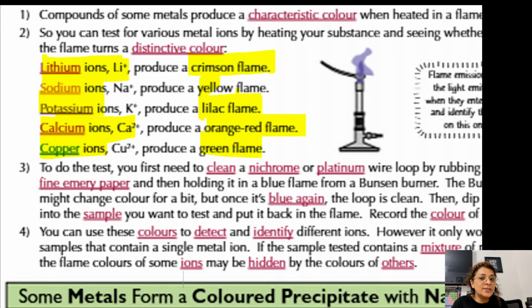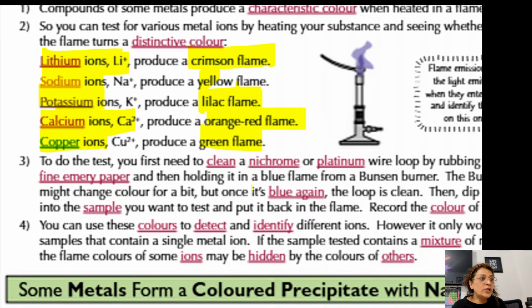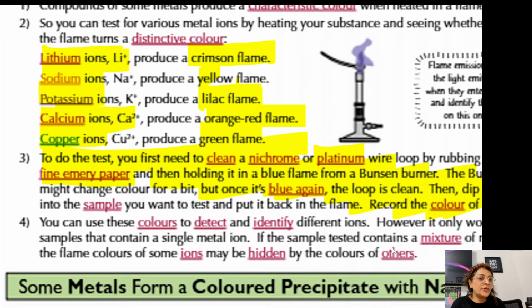Okay, now listen guys, this is important. Look at the board. To do this test, you need a clean nichrome or platinum wire loop. Rub it with emery paper and then hold it in a blue flame, just to clean the wire that you're using for the flame test. You must have done that in your school. You just need to know the method of cleaning the wire. So this yellow thing, please take a picture of it and you can review nichrome wire or platinum wire.